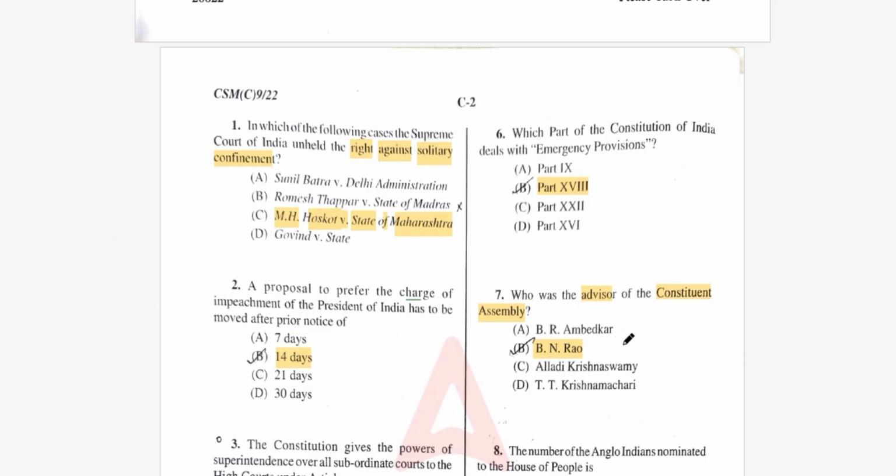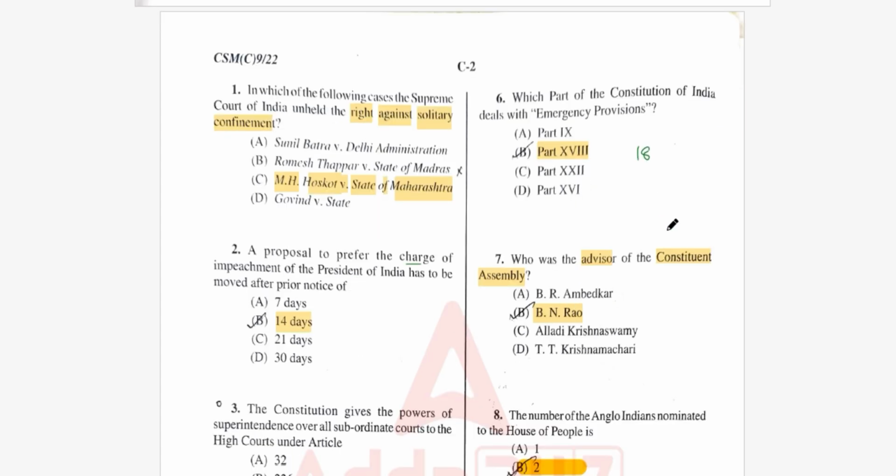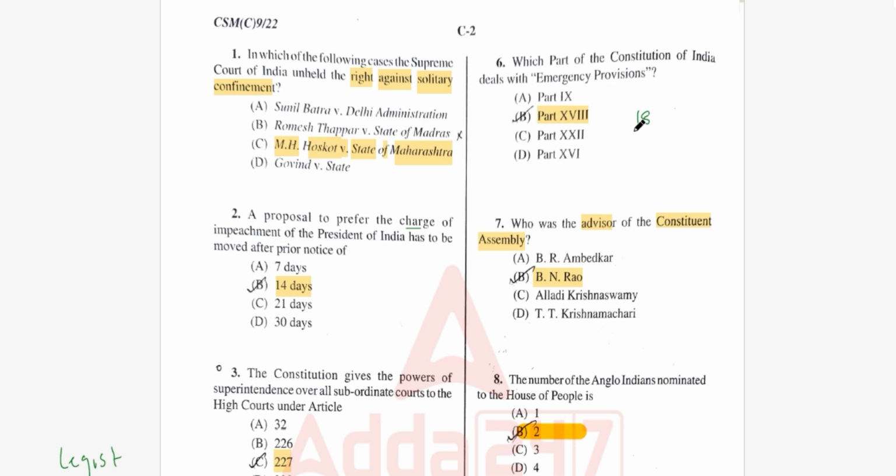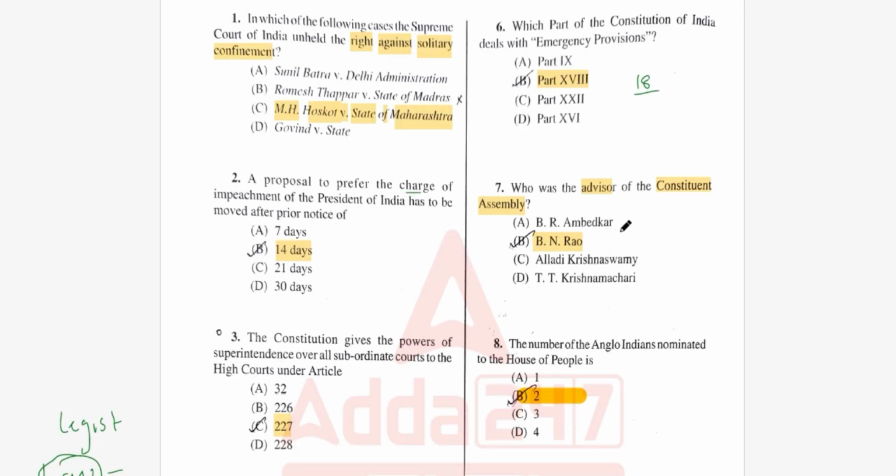Okay, next question, question number 6. Which part of the Indian Constitution deals with emergency provisions? That is Part 18. Okay, this is 10, 5 and 3, so 18. Okay, next question. So you have to remember all the parts.